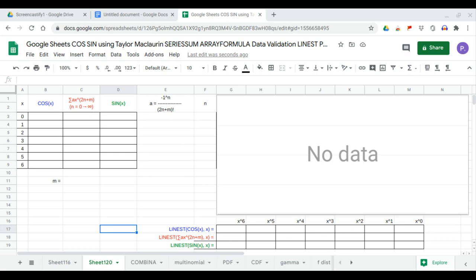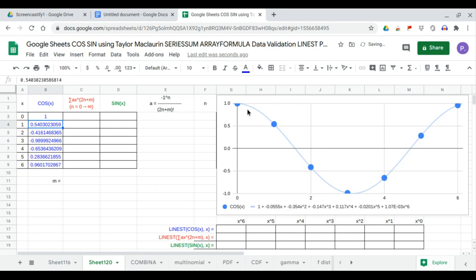In this video, we'll generate the trend line and trend line equation of sine and cosine using Taylor-Maclaurin series sum, array formula, data validation, and LINEST polynomial regression. We start with the array formula on cosine. So array formula, cosine of the x values from 0 to 6. And here you have the trend line and the trend line equation of cosine, polynomial to the 6th degree.